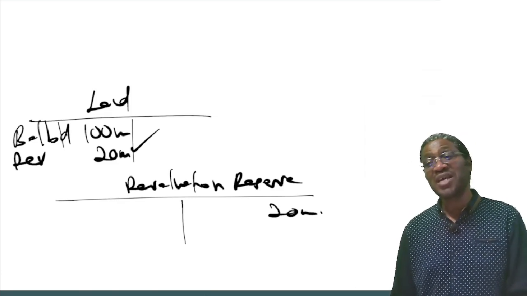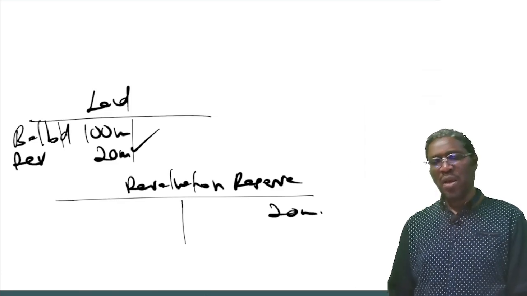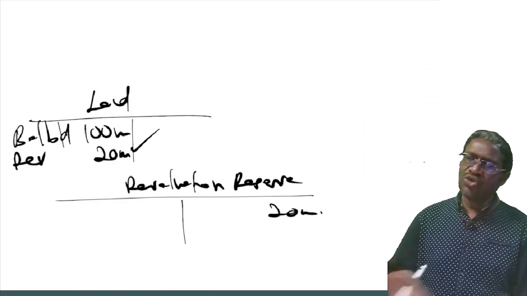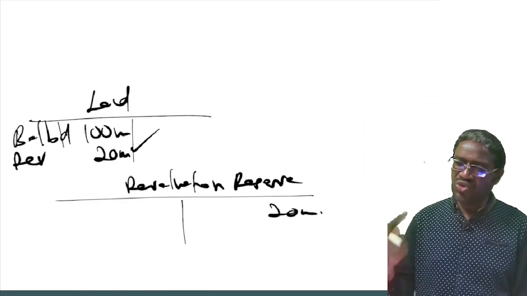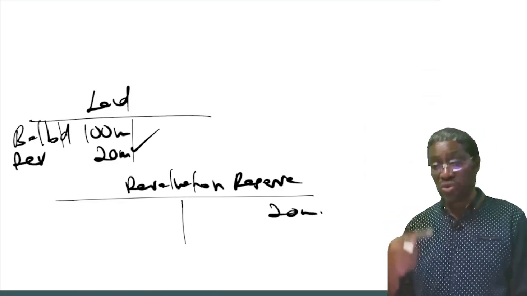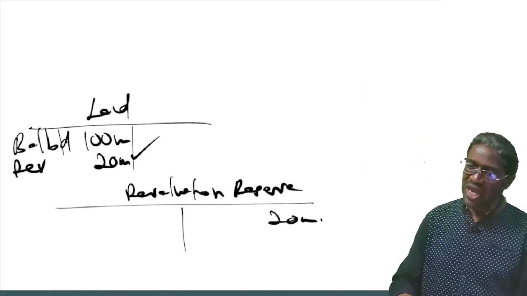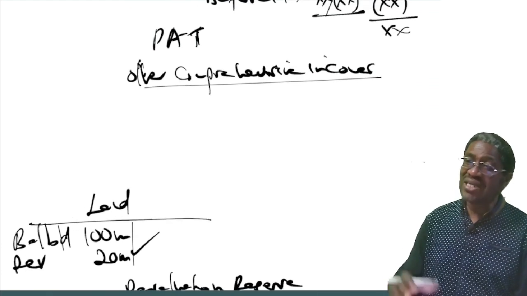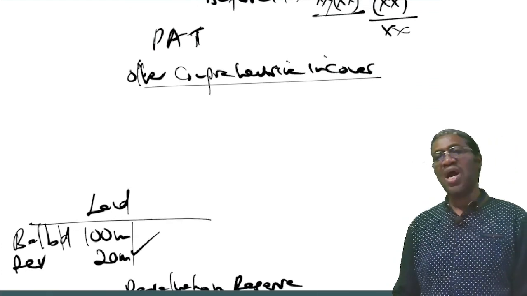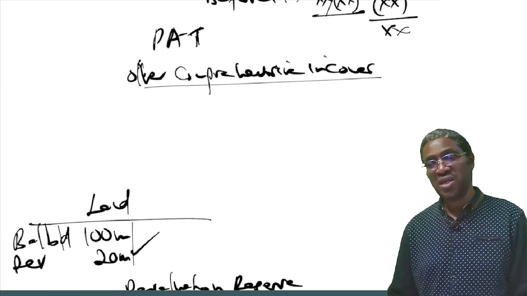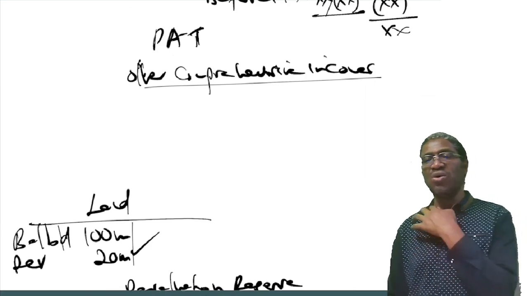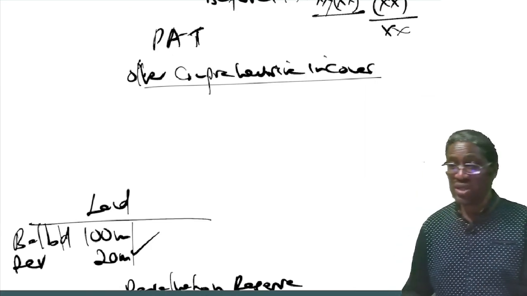Yet it's a gain. So that's why I'm saying that there are some gains your company could have made, but the rules of accounting don't allow you to take them to the profit or loss. Yet they are gains. So that's when you come and show them under this section we are calling other comprehensive income.